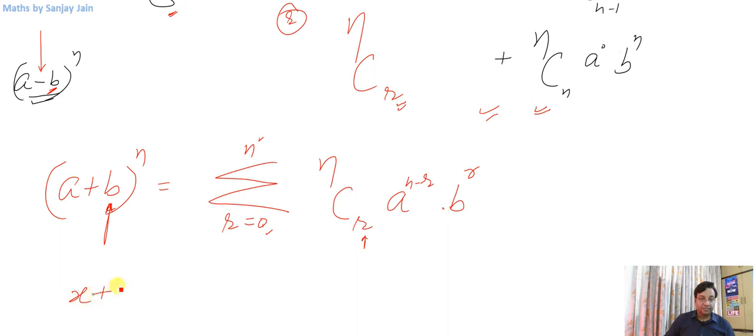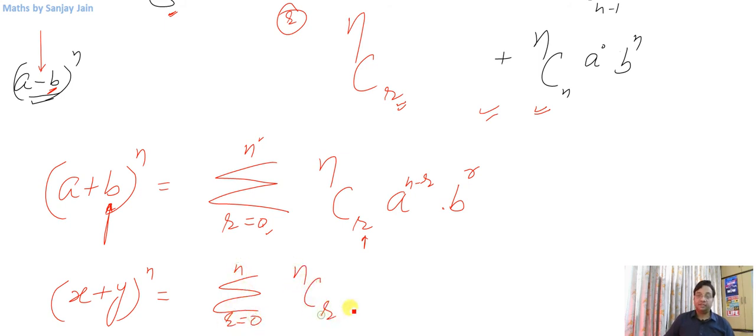Let me write (x plus y) raised to power n, sigma r goes from 0 to n, nCr. Okay, this is what I will write first of all. Then what is the use of taking x plus y if I have to continue with this? y raised to power r. So this term I am raising with this power, and the remaining n minus r I'll give to x. So x raised to power n minus r.